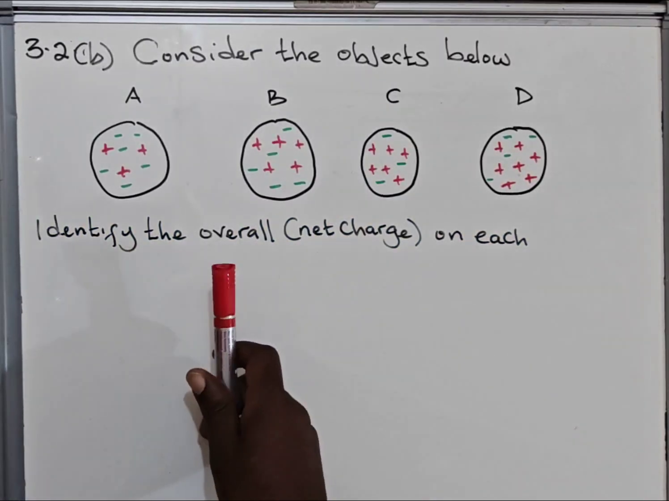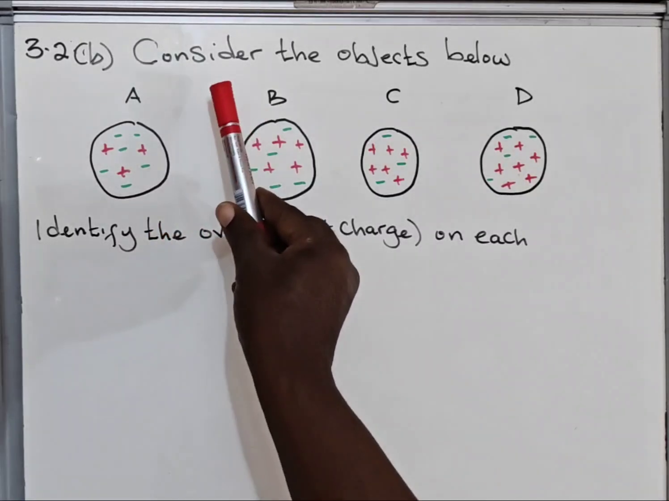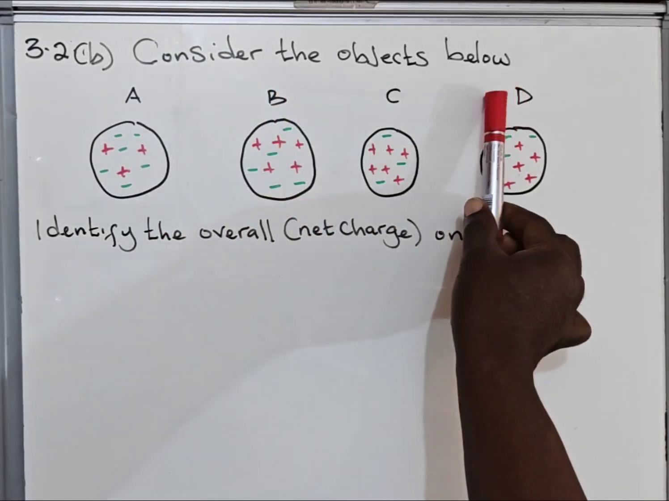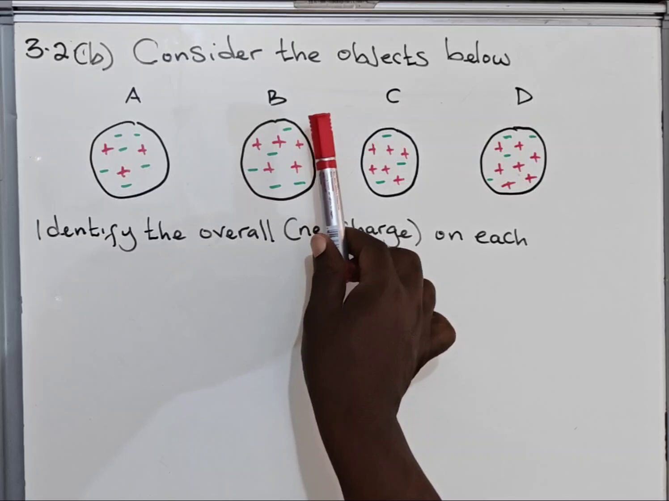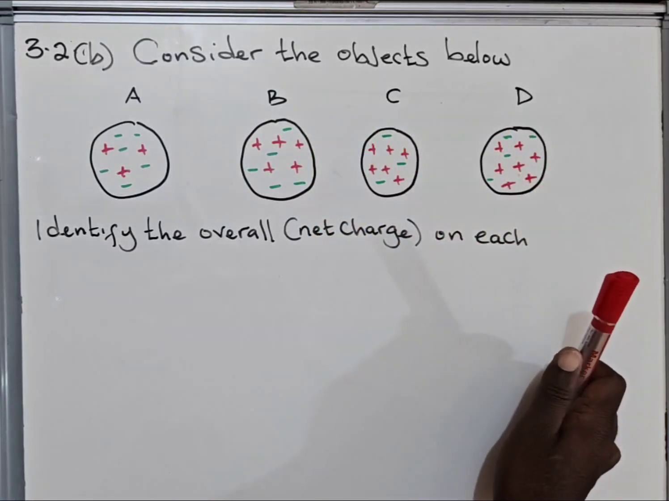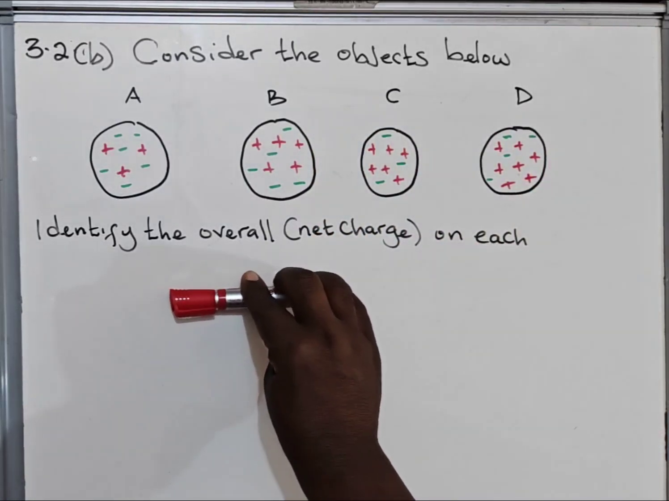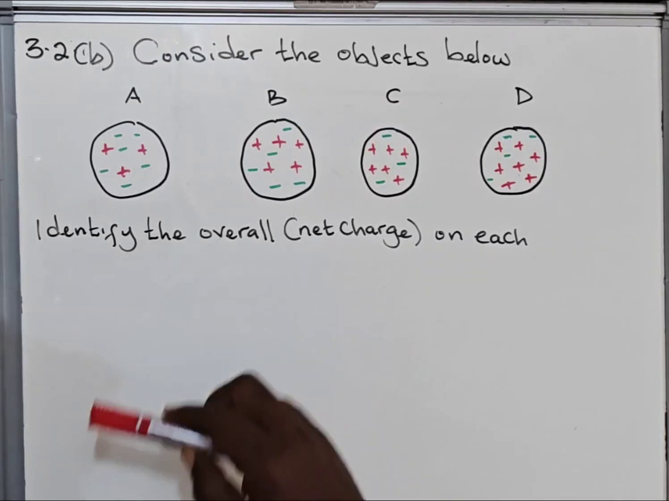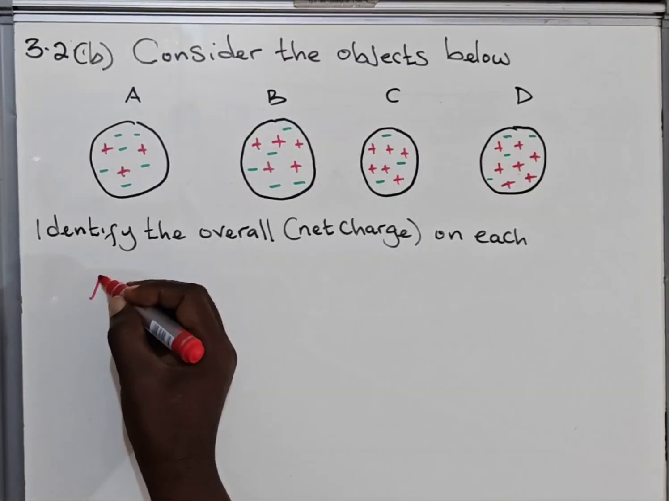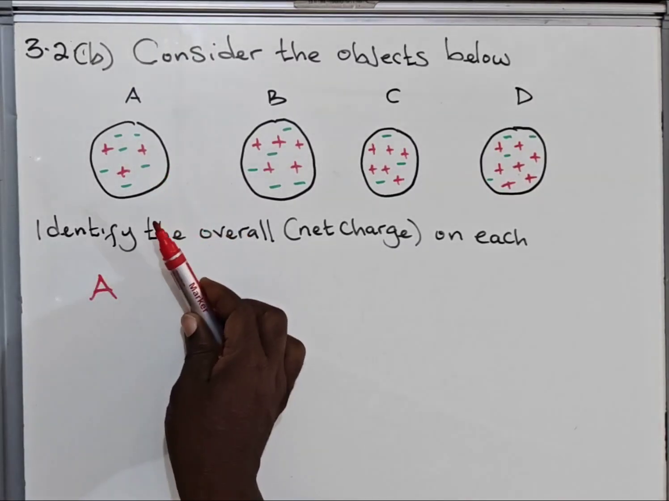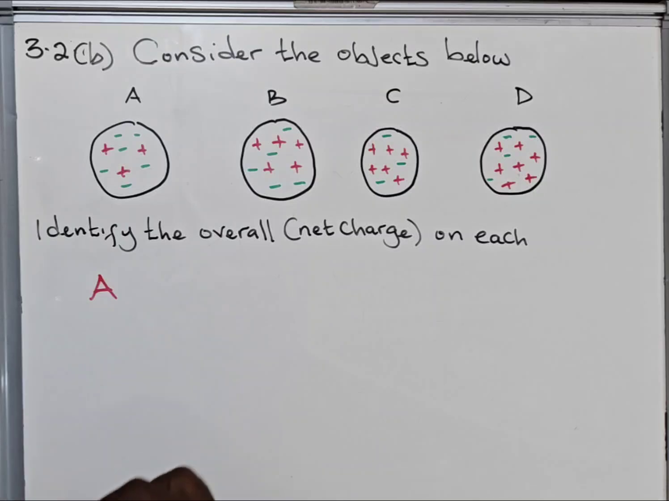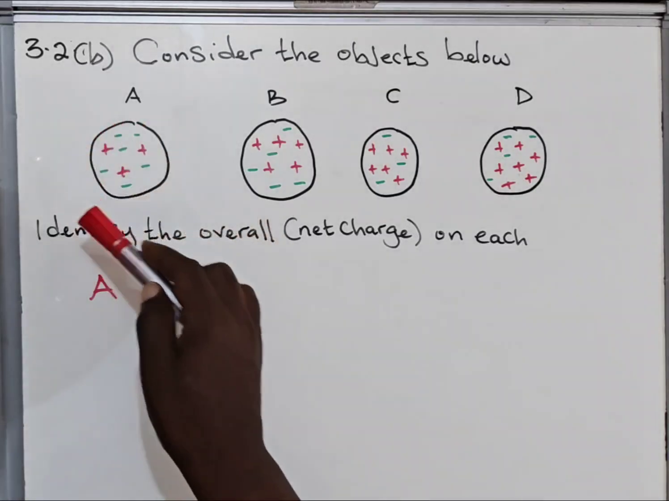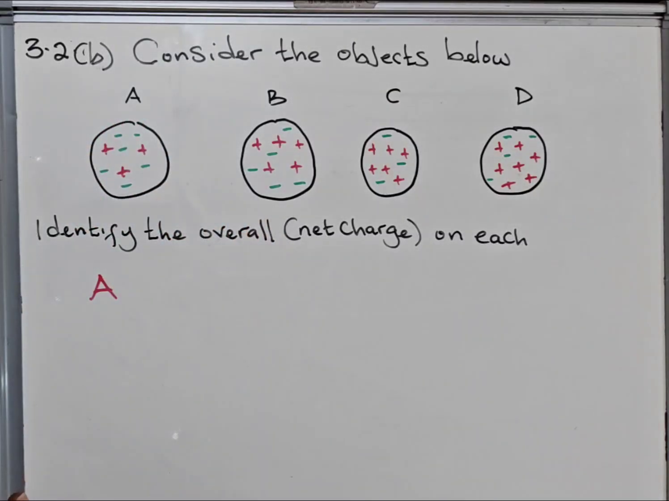Then we come to this question. It says, consider the objects below. These are the objects A, B, C, and D. They say identify the overall or net charge on each. Let us start with A. What is the net charge on A? This is what you have to know about net charge: inside this object we are seeing positive and negative. A net charge is the difference between the two.